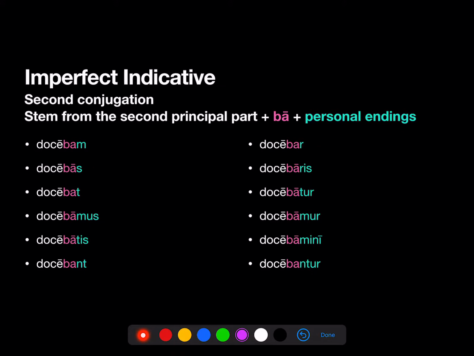Imperfect indicative of the second conjugation. Again, the stem from the second principal part, doce, plus ba, and the personal endings, just like for the first conjugation. The long A of the ba gets shortened before final M, T, NT in the active, R, and NTOR in the passive.